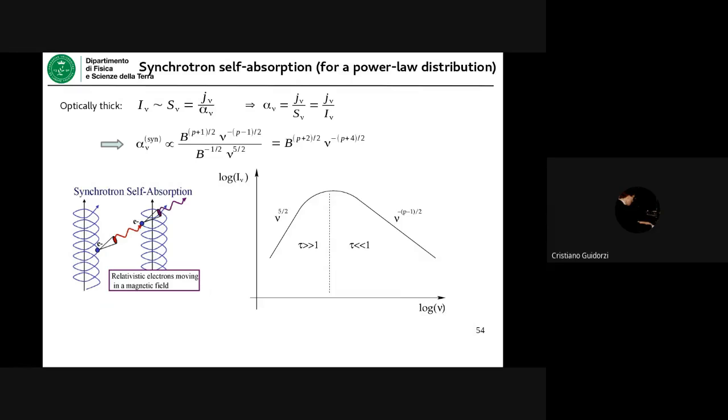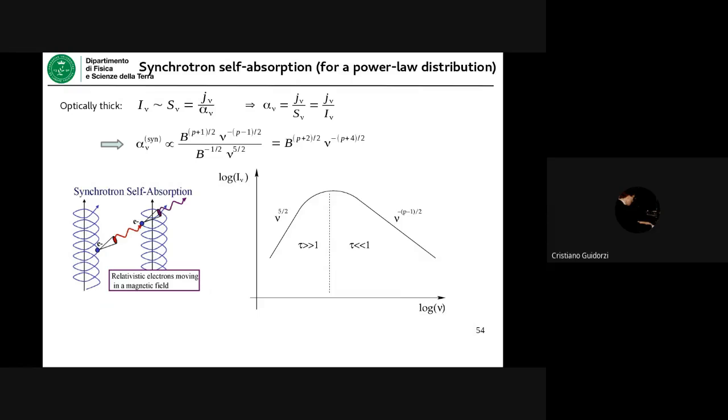You started with a non-thermal distribution, but you exploit the properties of the synchrotron radiation, that you can associate to each given frequency a given Lorentz factor of the electron. We just use this trick.